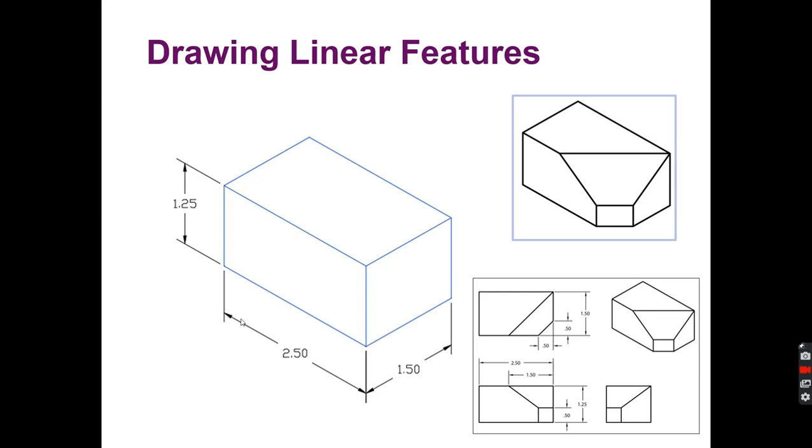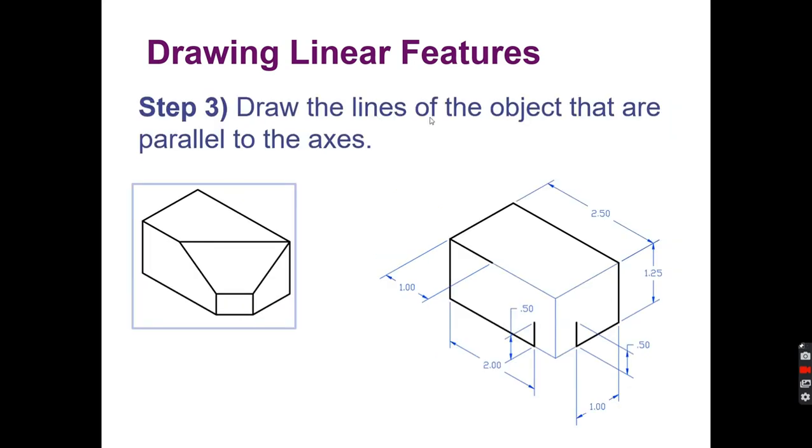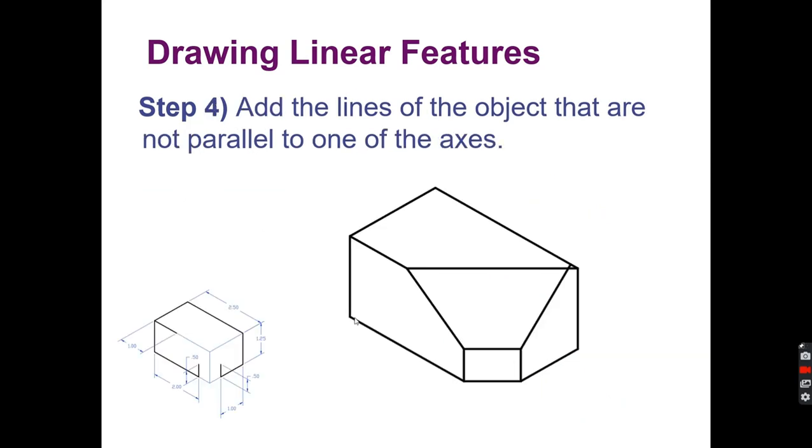Then what we're going to do is draw the line objects that are parallel to the axes, any lines going this way or that way. So we come over 1 inch, 2 inches, 1 inch, up 1/2 inch here and here, and draw these lines here. We then add the lines that we need to finish the drawing.